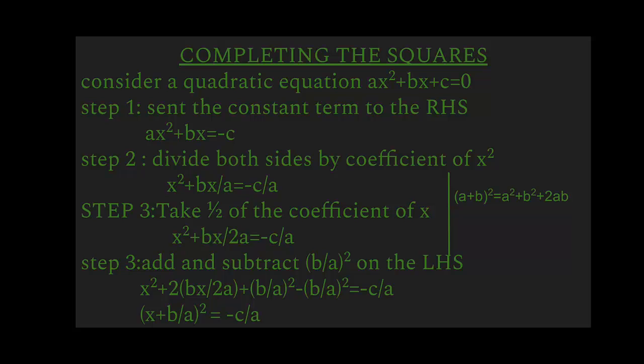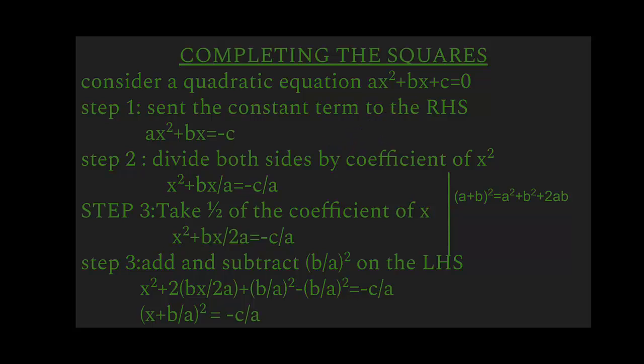Now the second method, completing the square. Consider a quadratic equation ax squared plus bx plus c. This is the standard form of a quadratic equation. Let us learn this in 4 steps. Step 1, send the constant term to the RHS. So sending the constant term, it will be minus.